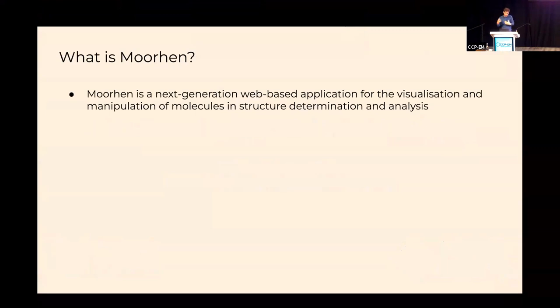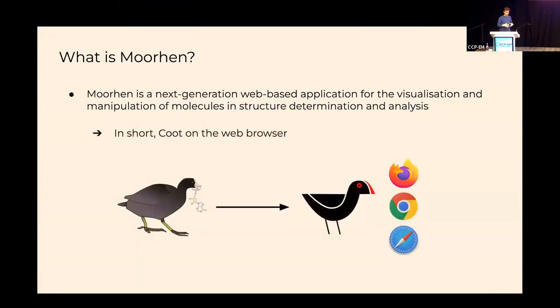I would like to start the presentation by actually talking about what is Moorhen. Moorhen is a next generation web-based application for the visualization and manipulation of molecules in structural determination and analysis. That's essentially the official description of what Moorhen is. But if we wanted to simplify it in short, it's just Coot on the web browser.